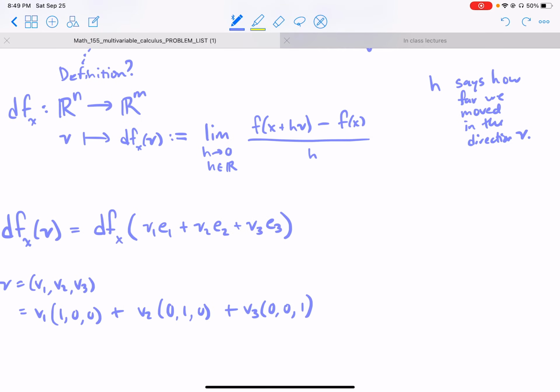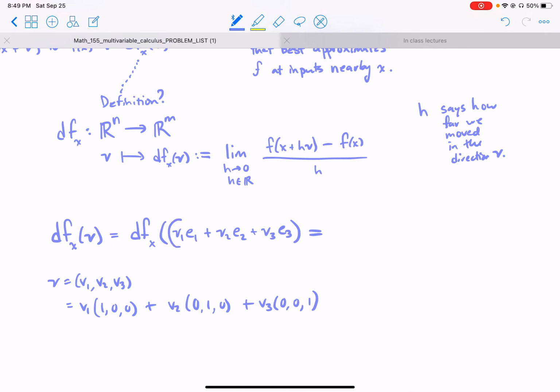And all we're going to need is, well, we can pull out this v1, which is a real number. Like, if v was 4, 2, 3, then v is really 4e1 plus 2e2 plus 3e3. And so I'm just going to pull out that 4 and then say df at x of e1 plus v2. I'm just going to pull out that number v2, maybe it's the number 2, and I'm going to evaluate the derivative at the vector e2.